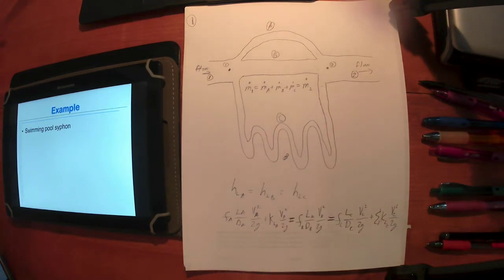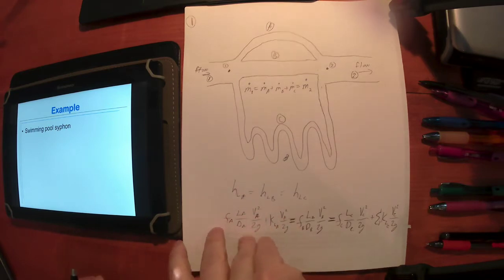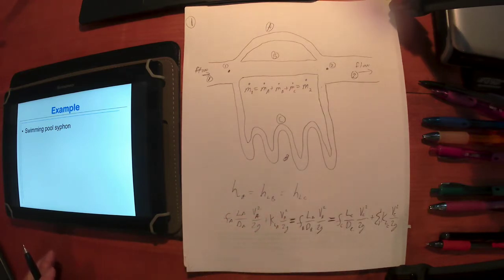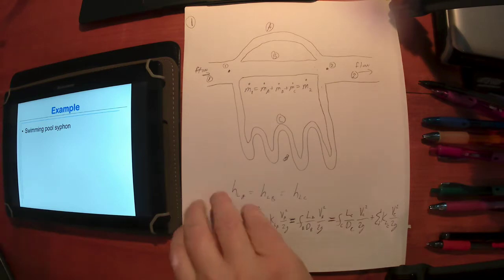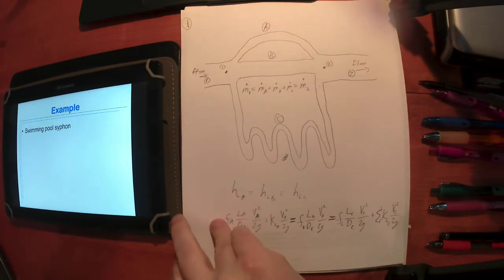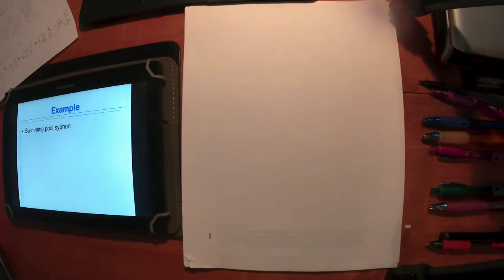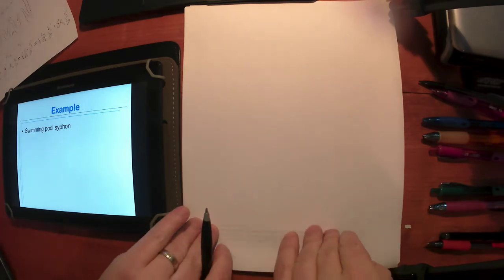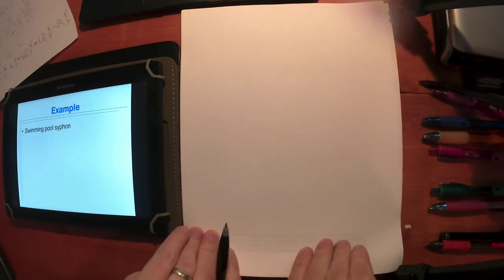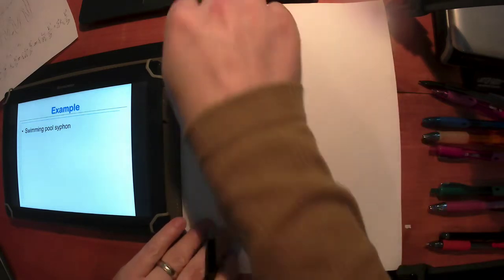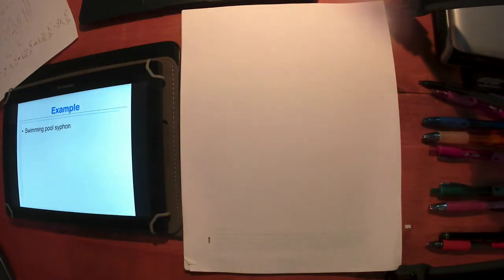All right, let's talk about the example problem of a swimming pool siphon. Normally this time of year, whenever I teach this course, it's either in the fall or the spring. In this case, the spring semester. It's about the time when I'm going to start draining my swimming pool and get ready to restart it for the year.